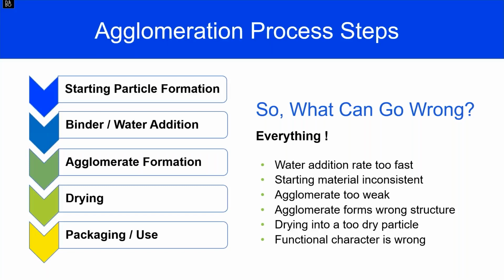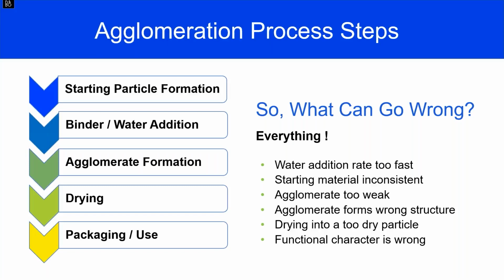You can end up with agglomerates that are too weak. I'm going to talk about that because this is a big issue on this. You go through all the trouble of making this, and then it's not strong enough to actually use. We can get the wrong structure, and I'll talk about this a little bit, what kind of structures we actually get. The particle could be too dry, the functional characteristics could be wrong. And in fact, even after you've gone to all the trouble to find out the exact process parameters that you want, whether it's a fluid bed or a high shear granulator, whatever it is, a change can happen.